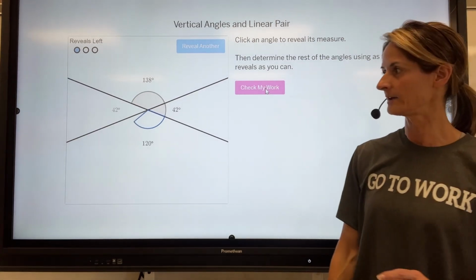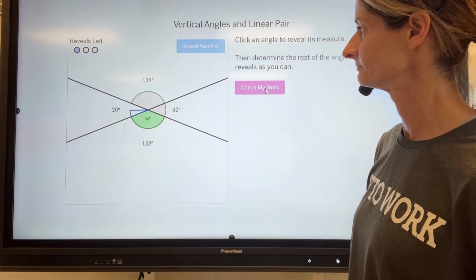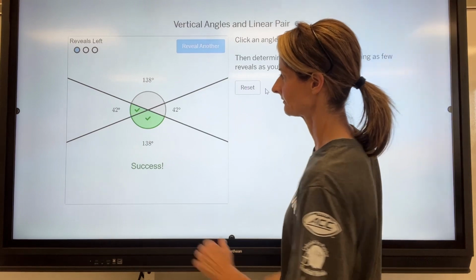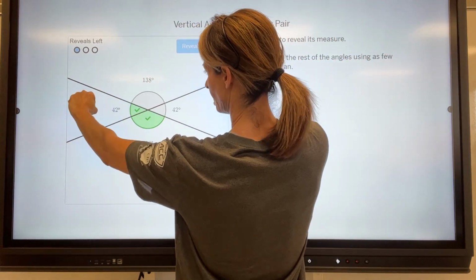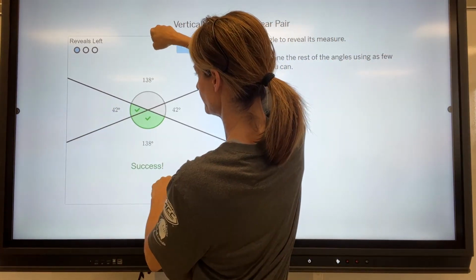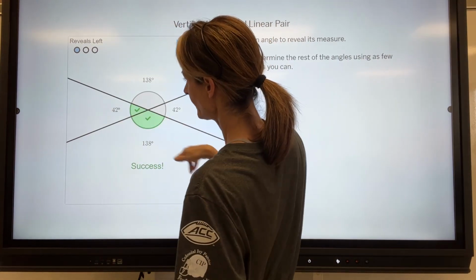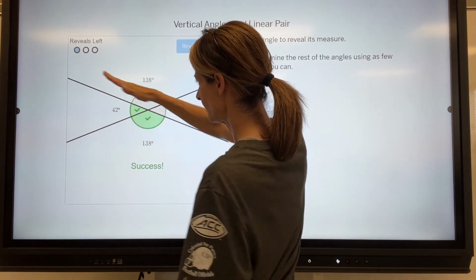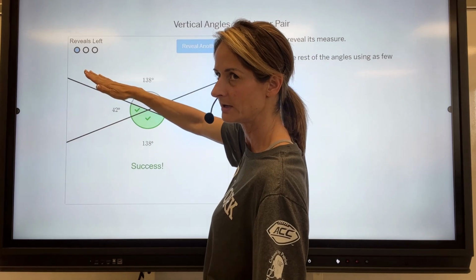We just learned about vertical angles. These two angles, congruent, they're called vertical angles. These two angles, congruent, vertical angles. These two angles right next to each other add up to 180 degrees, those are supplementary.